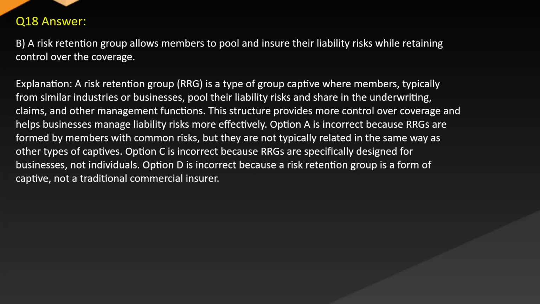Option A is incorrect because RRGs are formed by members with common risks, but they are not typically related in the same way as other types of captives. Option C is incorrect because RRGs are specifically designed for businesses, not individuals. Option D is incorrect because a risk retention group is a form of captive, not a traditional commercial insurer.